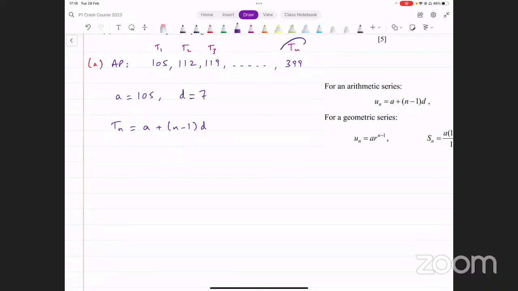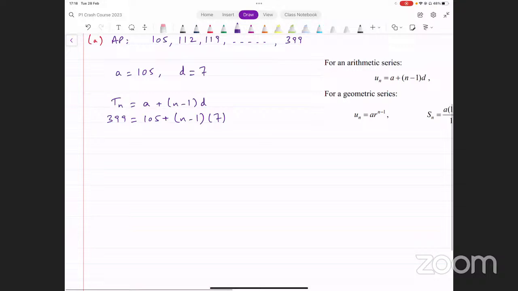Now, if we apply this on this last term, we know that the value of the nth term is 399. So we could put 399 here. A is 105 plus n minus 1 times the difference, and this is going to give us the value of n. So 399 minus 105 gives us 294 equal to n minus 1 times 7. We could divide by 7 on the other side, and that gives us 42 equal to n minus 1. And the value of n turns out to be 43.